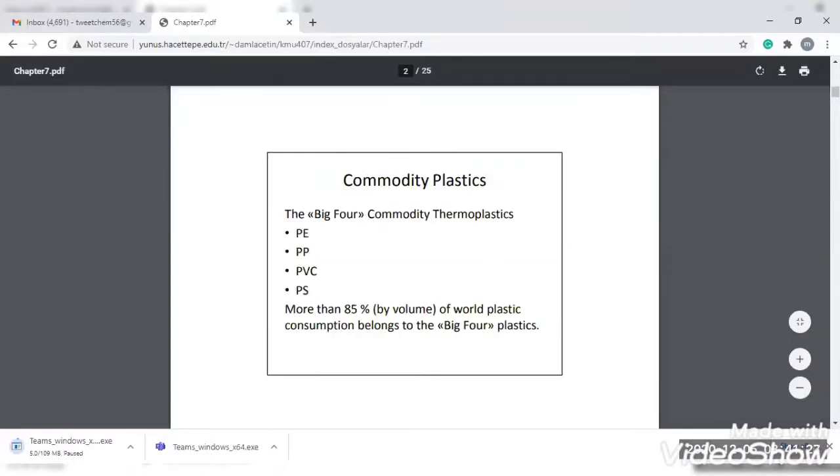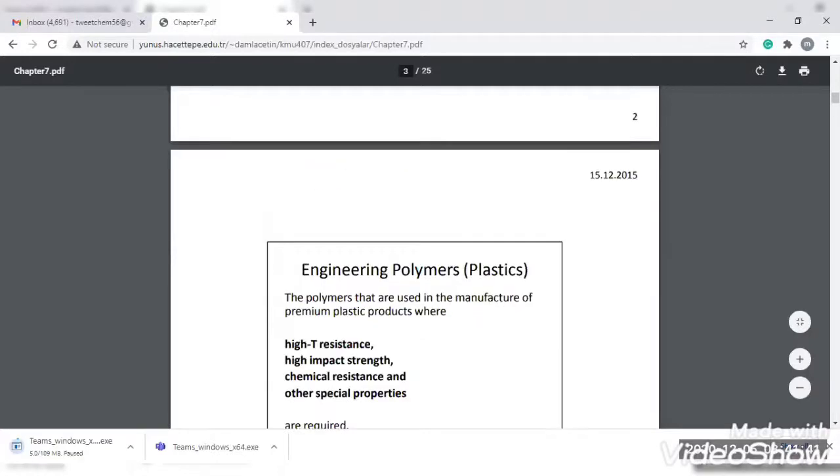What are the commodity plastics? The big four commodity thermoplastics are PE, PP, PVC, and PS. More than 85% by volume of the world plastic consumption belongs to the big four plastics.